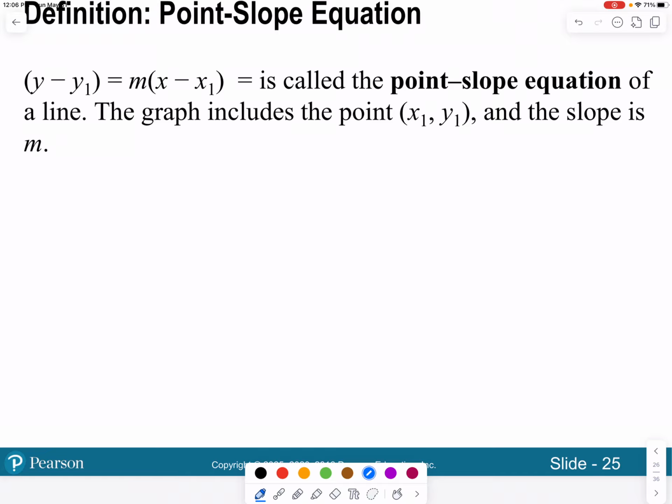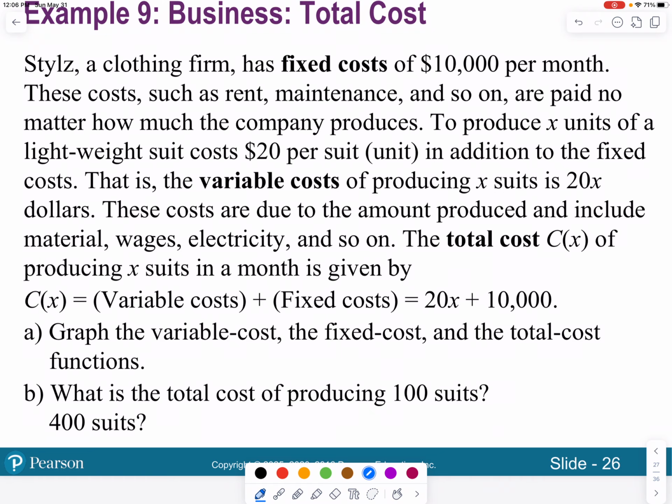Styles, a clothing firm, has fixed costs of $10,000 a month. These costs, such as rent, maintenance, and so on, are paid no matter how much the company produces. To produce X units of a lightweight suit costs $20 per suit in addition to the fixed costs. That is, the variable cost of producing X suits is $20X dollars. These costs are due to the amount produced and include material, wages, electricity, and so on.